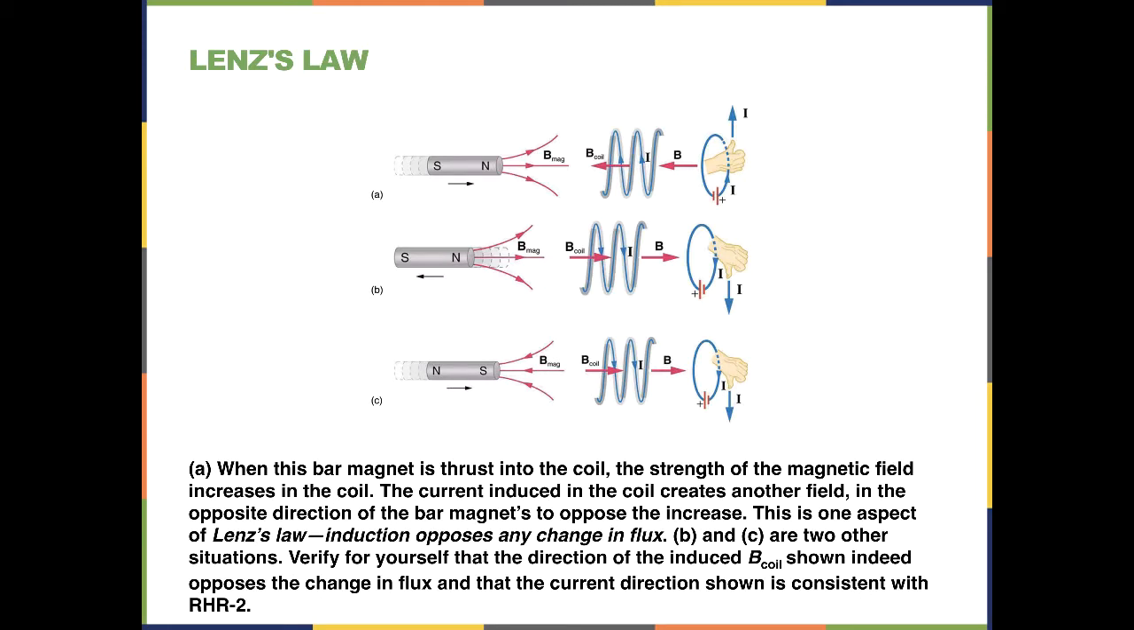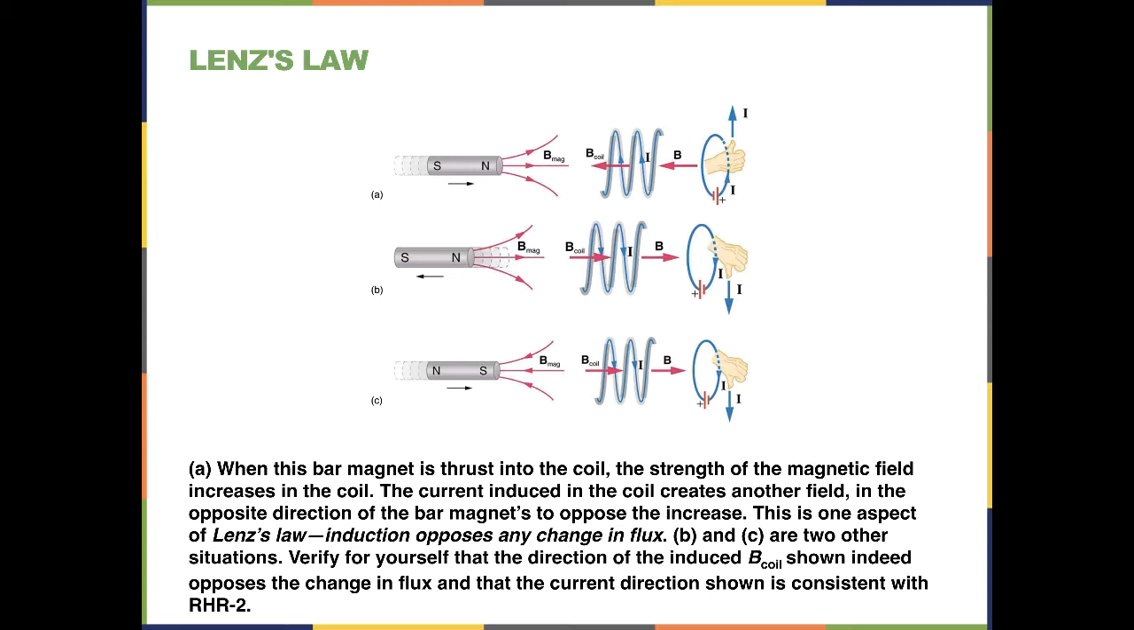When this bar magnet is thrust into the coil, the strength of the magnetic field increases in the coil. The current induced in the coil creates another field in the opposite direction of the bar's magnetic field to oppose the increase. This is one way in which Lenz's law is in effect. The field induced by the current is opposite to the change in flux.